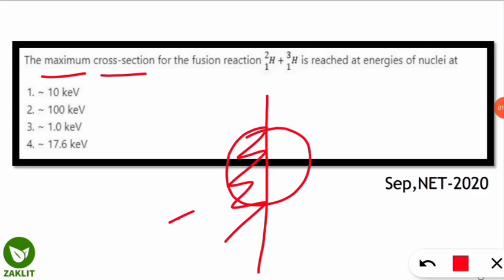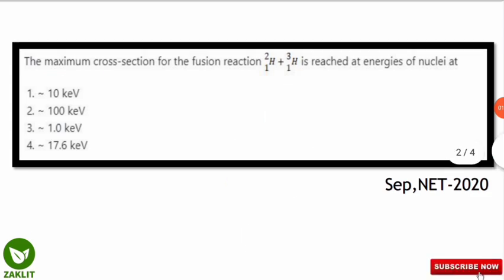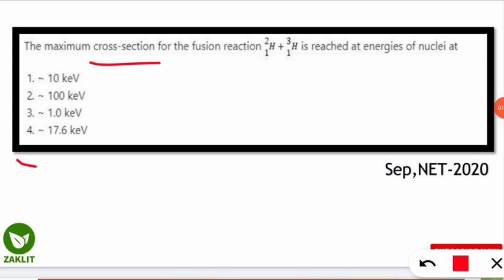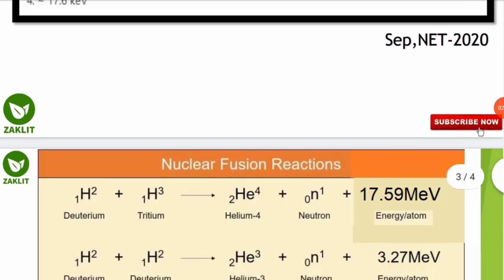So here it is asking: if deuterium and tritium are fused, then at what point will the maximum cross section be formed? Some of you would have chosen the fourth option as the correct option, but it will be wrong. And why you selected this 17.6 kilo electron volt, I will tell you, because this is also related to this. Yes, how? So we'll see it like this.